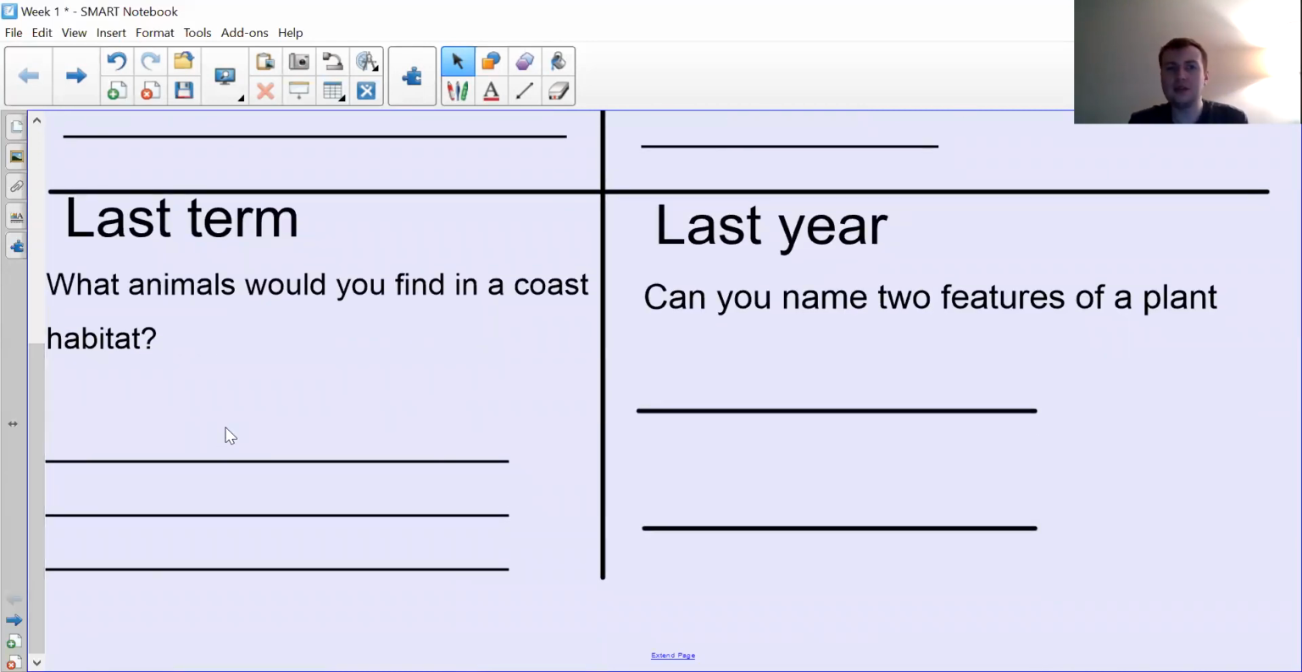Okay, what animals would you find in a coastal habitat? Think about what a coastal habitat is and what animals could you find there. And then, from last year when you learned about plants, can you name 2 features of a plant? There's loads of different features that make up a plant, but can you name 2?